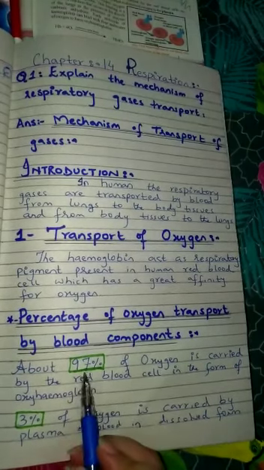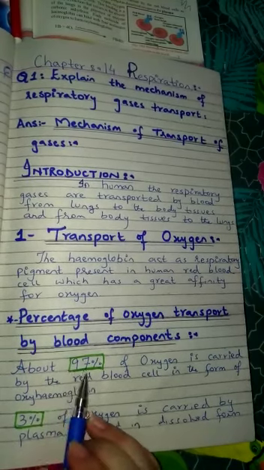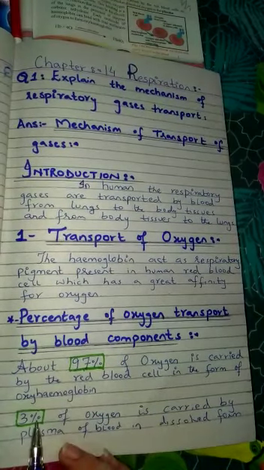Now, the percentage of oxygen that usually binds with hemoglobin: most of the oxygen is in the bound form with the hemoglobin. So 97% of oxygen is bound with hemoglobin, and only 3% is in the dissolved form.